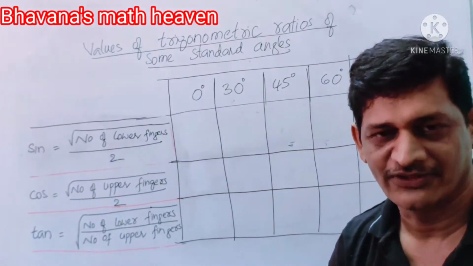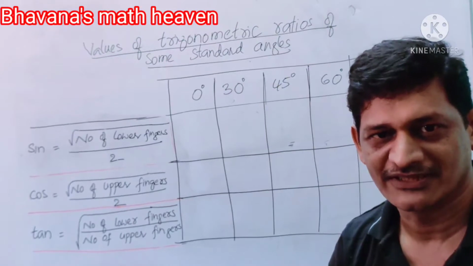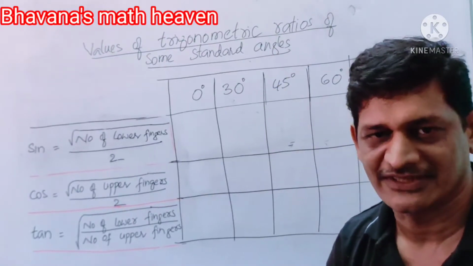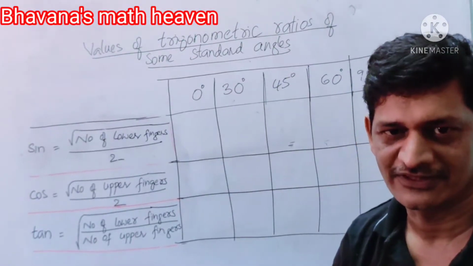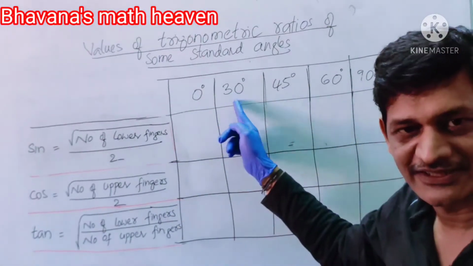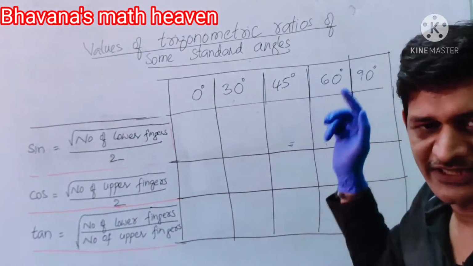Today I am going to explain you a simple trick to memorize the values of trigonometric ratios of some standard angles: 0 degrees, 30 degrees, 45 degrees, 60 degrees and 90 degrees.